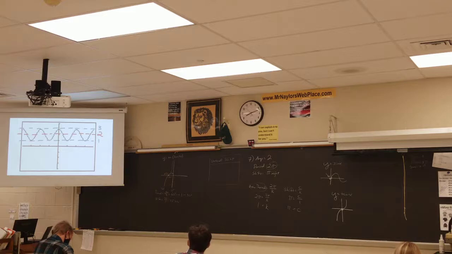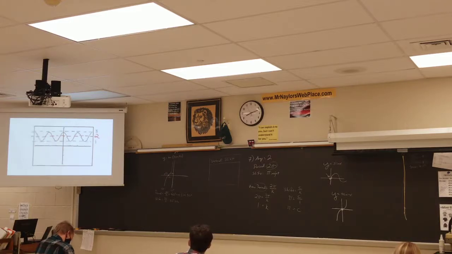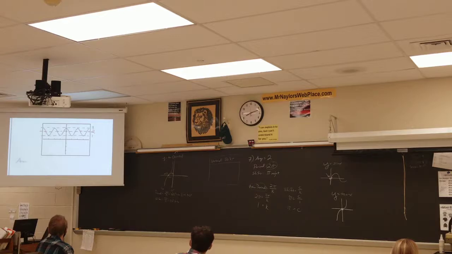We have to notice that the max and mins are at 1 and 3 so that we can get the amplitude. Now remember, the amplitude is the distance from the midline to a max or min. So it's actually still 1. The amplitude is still 1. That's clearly the distance from 2 to 3 or 2 to 1.